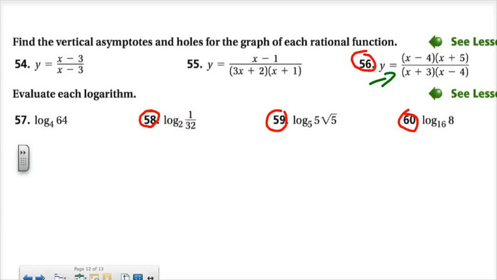But then you have to figure out which ones are holes and which are going to be asymptotes. Anything that cancels is a hole. So we will have a hole at x equals 4. But we will have a vertical asymptote at x equals negative 3 because that one would not cancel out. Then 58, 59, and 60.